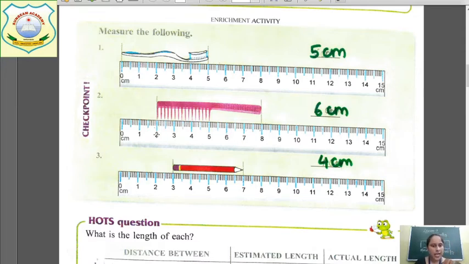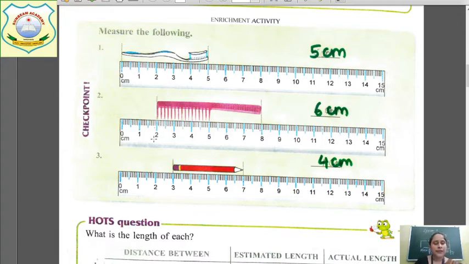Now come to the next figure. In the next figure you can see there is a comb given. First thing that you will do is you will draw a line, join the dots and draw the line with the help of scale on both the sides of the comb. हम दोनों तरफ line खींचेंगे. Okay, we will draw line both the sides.